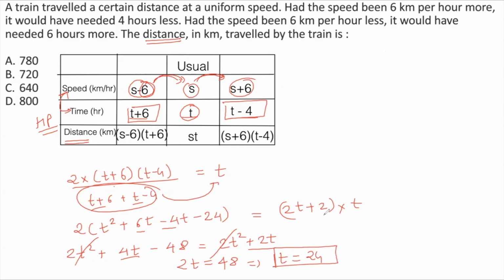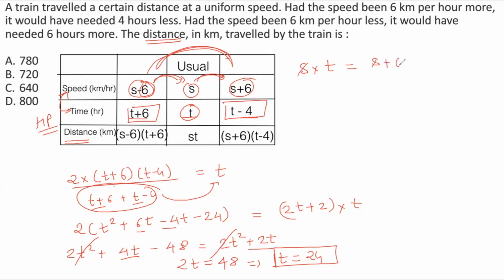24 hours in this context. The usual time for the train to travel is 24 hours. And now, since the distance is same, the usual distance, s into t, will be same as any of these two distances. You can equate this with and calculate the speeds. So I'll take the second case.